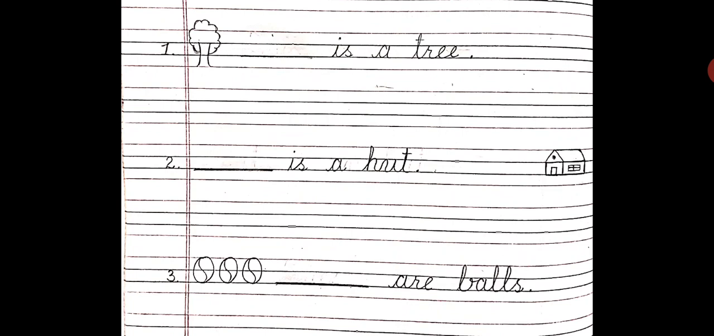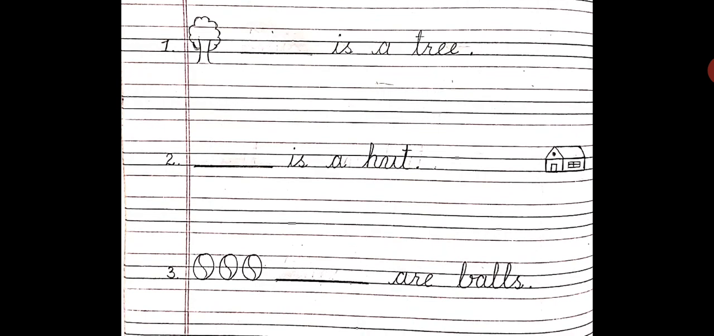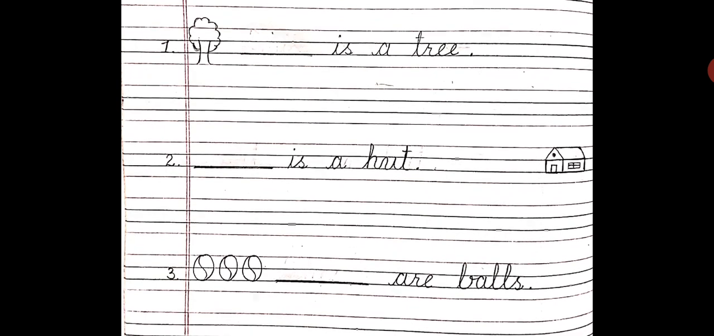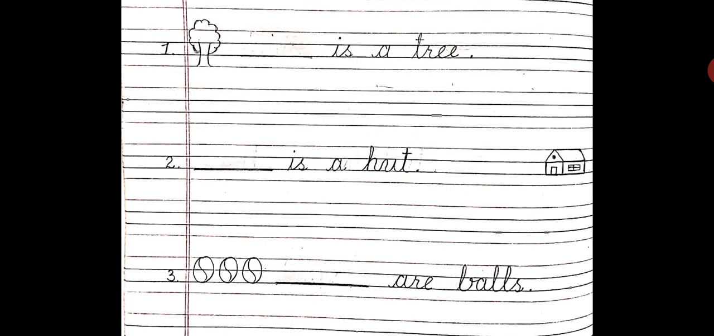So see, the hut is far away and it is only 1 in number. So we will write that over here. So the sentence will be that is a hut. Fine. Then leave one line. Next sentence is dash are balls. So children, as you can see, the balls are kept near but the balls are more than 1. So you will use these over here. So the sentence will be these are balls.